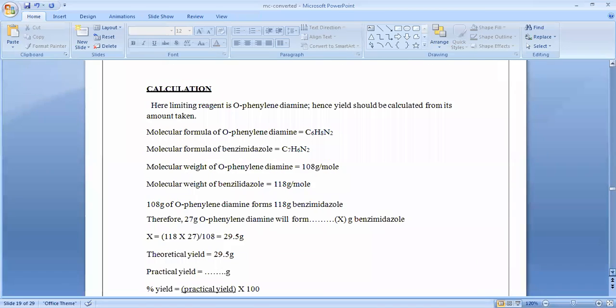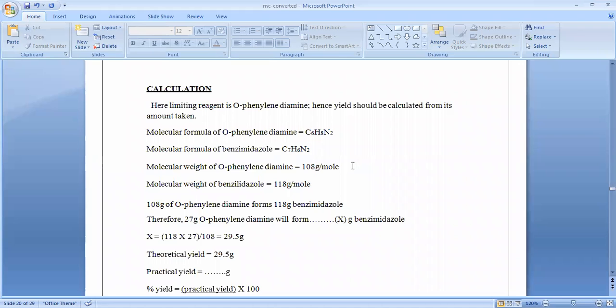But for the calculation, first of all we have to write the molecular formula of benzimidazole. So, what is the molecular formula for orthophenylene diamine? It is C6H8N2, from which we are going to synthesize benzimidazole, having a little bit of change in its molecular formula, that is C7H6N2. Now we have only added one carbon atom from the formic acid.